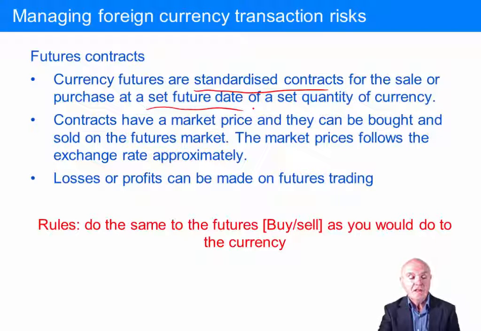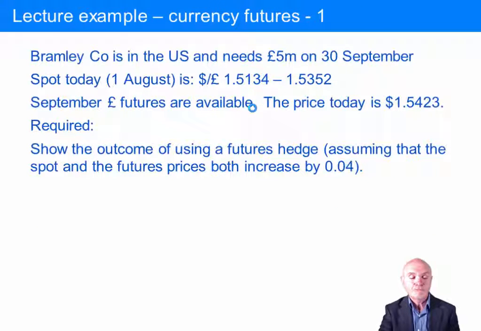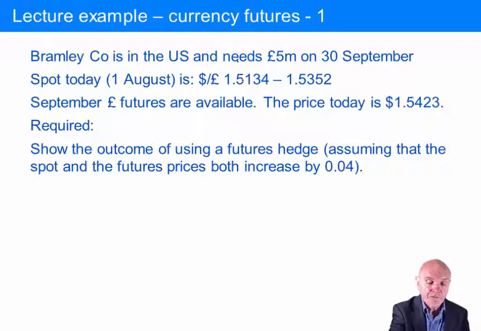The best way of seeing it is a little example. So here we have Bramley. It's in the US. It needs £5 million on the 30th of September. That's 2 months away. And the spot rate is dollars per pound this. So let's work out which of these rates is going to be applicable to us. If you go around with £1, the bank will give you the lower of these. So this is obviously the pounds to the dollars. This is obviously the dollars to the pounds, yeah?